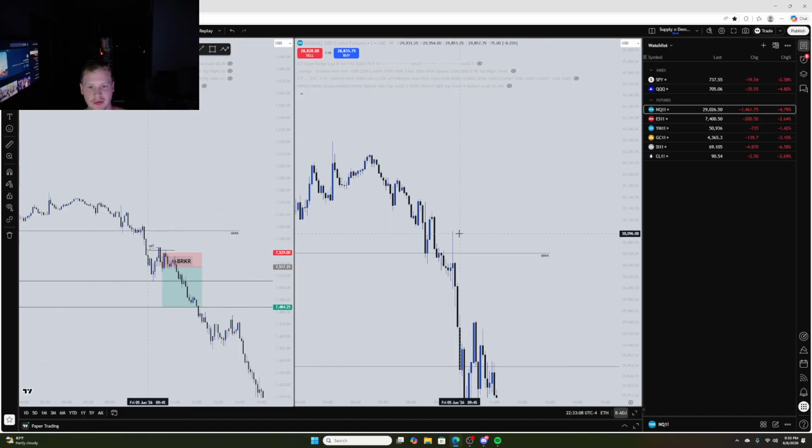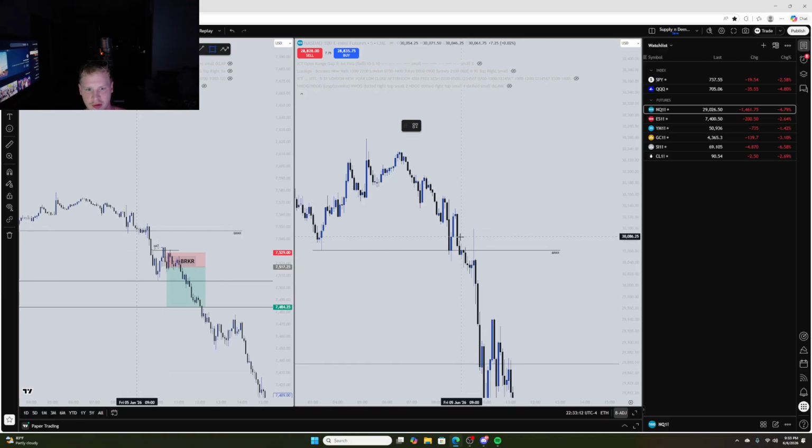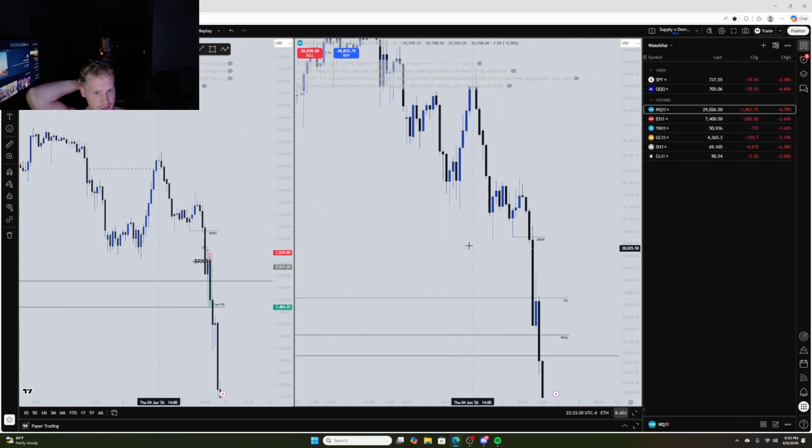Yeah, so ideally for the unicorn entry, this would be your entry. Overlapping this, this is a pre-market trade. Actually, this is market open. But yeah, this is pretty much the unicorn model.